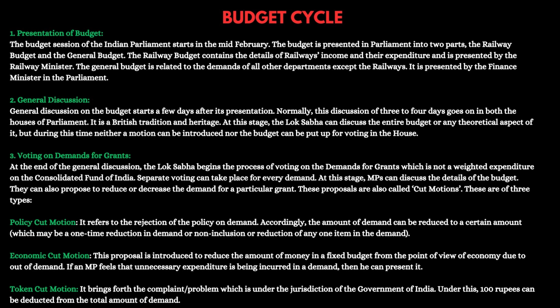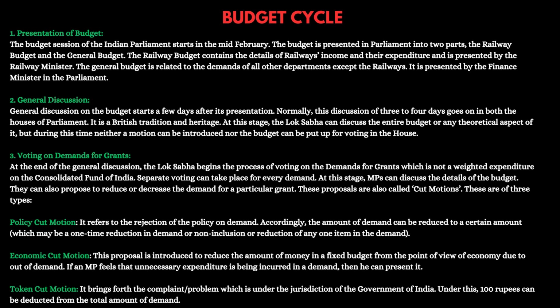At this stage, the MPs can discuss the details of the budget. They can also propose to reduce or decrease the demand for a particular grant. These proposals are also called cut motions. These are of 3 types. Policy cut motion. It refers to the rejection of the policy on demand. Accordingly, the amount of demand can be reduced to a certain amount, which may be a one-time reduction in demand or non-inclusion or reduction of any one item in the demand.